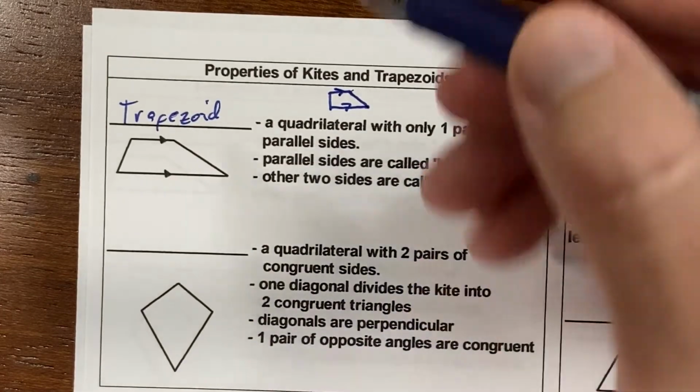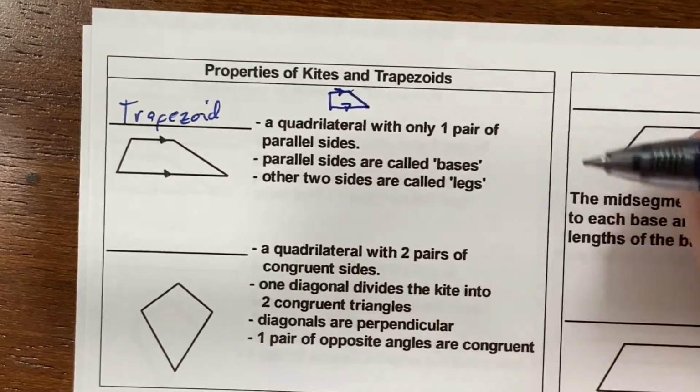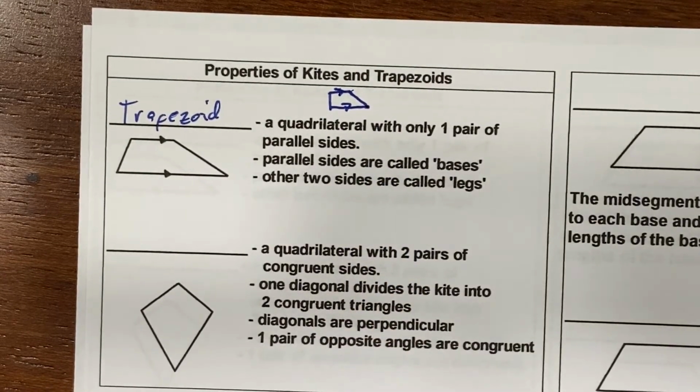Parallel sides are called bases. So like this top one and bottom one, those would both be called bases. And then the two other sides would be called legs.